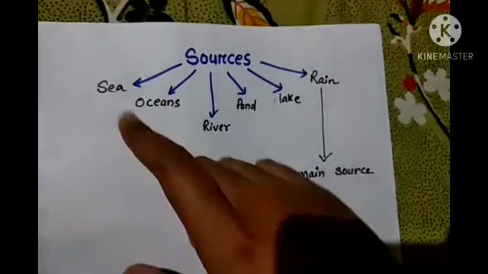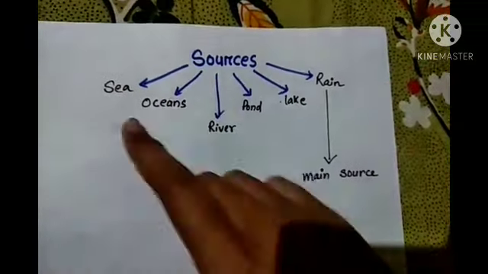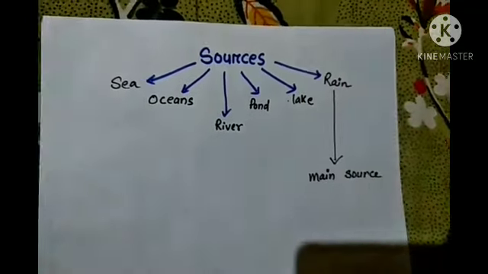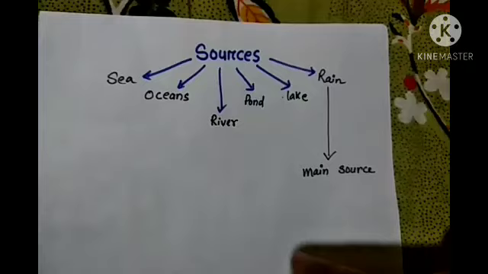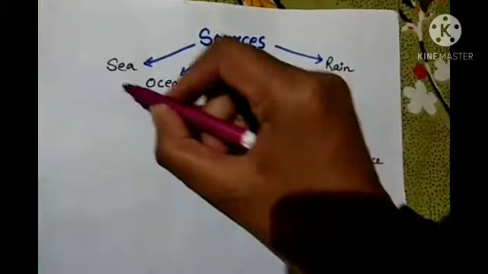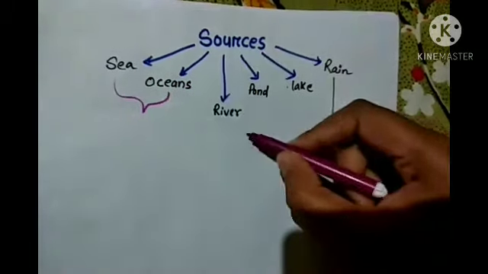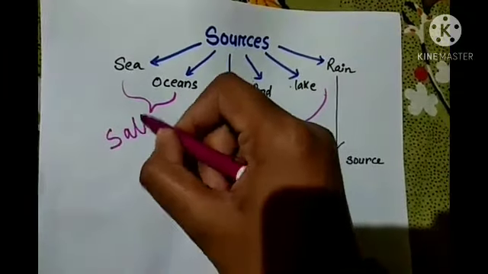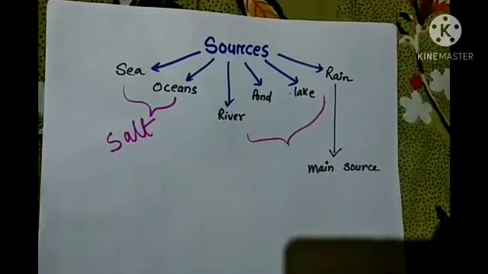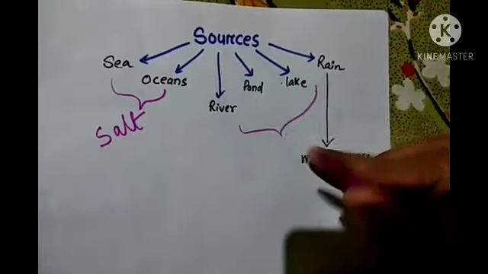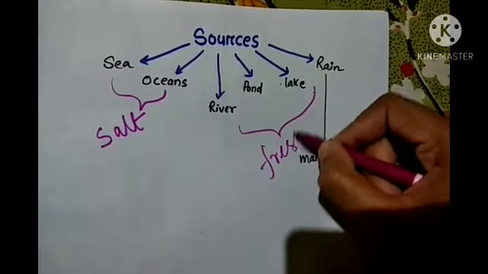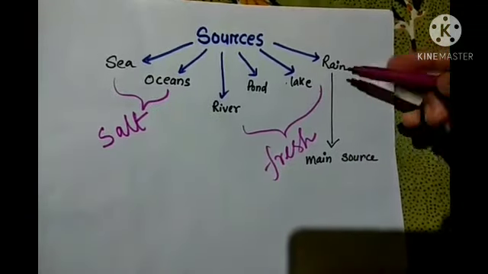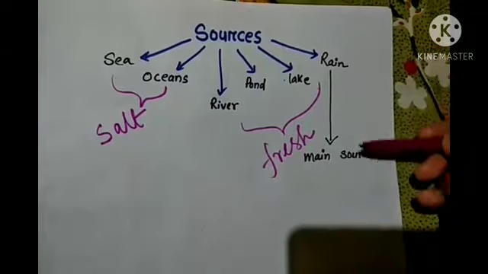As you can see, there are a lot of sources of getting water: sea, oceans, river, pond, lake, rain. Water is present on our Earth in the form of salty water and also fresh water. Sea and ocean, what do they contain? Salty water, and these others contain fresh water, that means without salt. And here you can see I have written that rain is the main source of water.